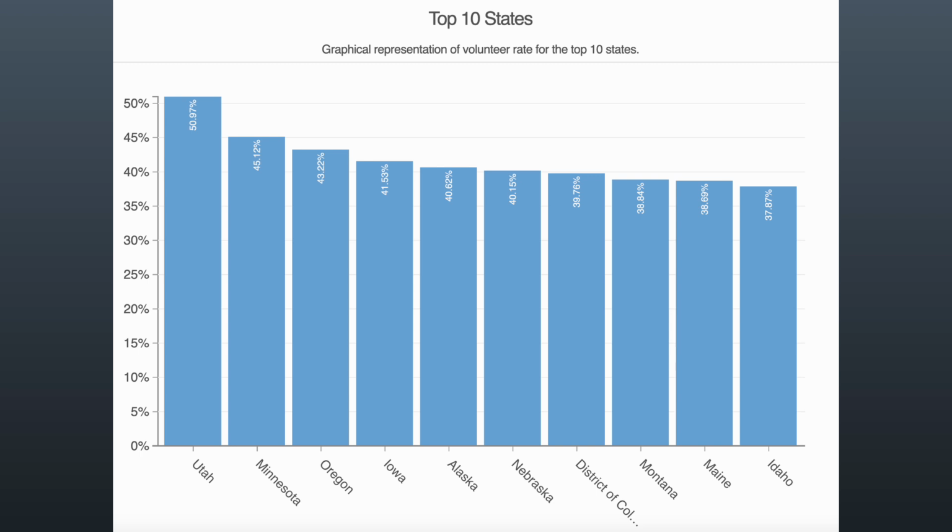So a little over half of people in Utah volunteer. Much of that is serving in church callings. And then you can see the other top 10 states when it comes to volunteering.